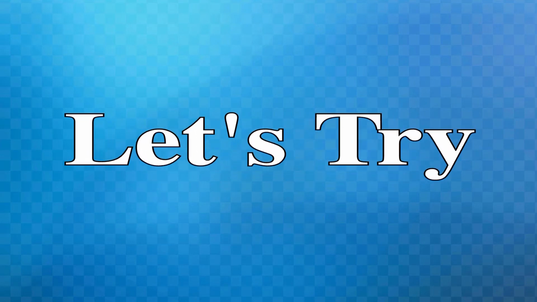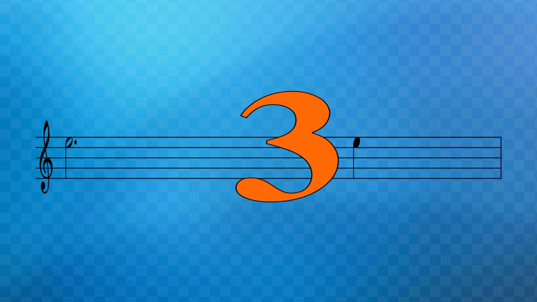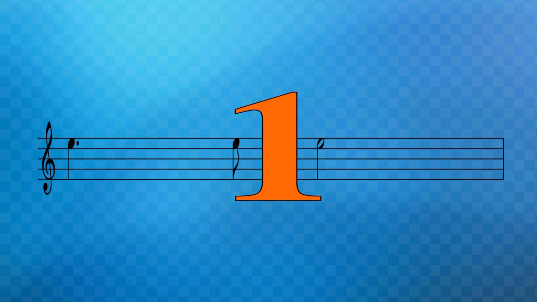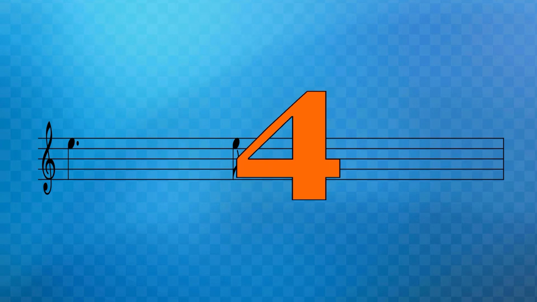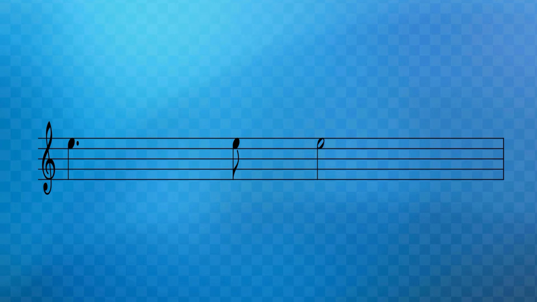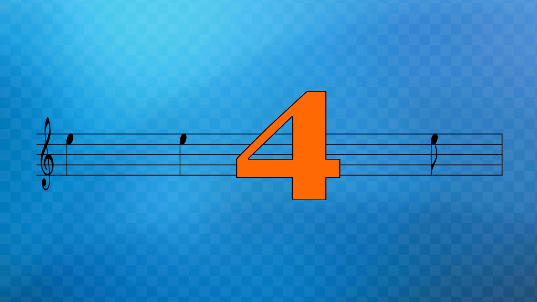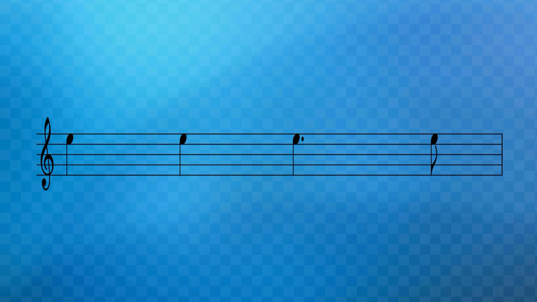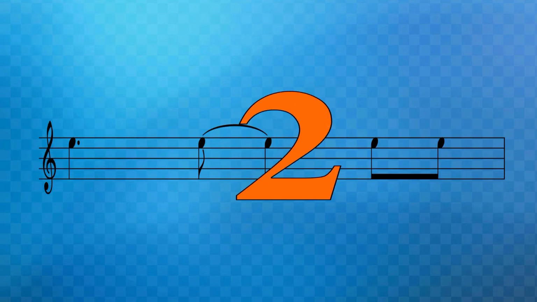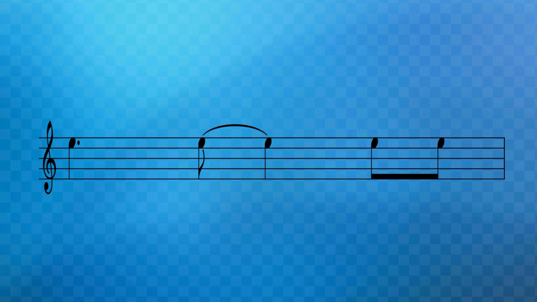Let's try. 1, 2, 3, 4. 1, 2, 3, 4. 1, 2, 3, 4.